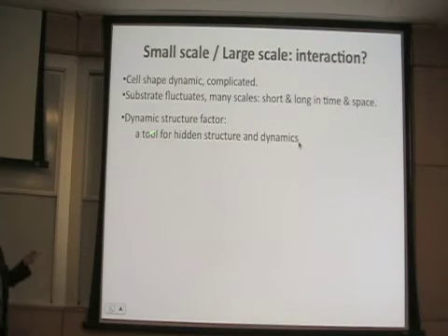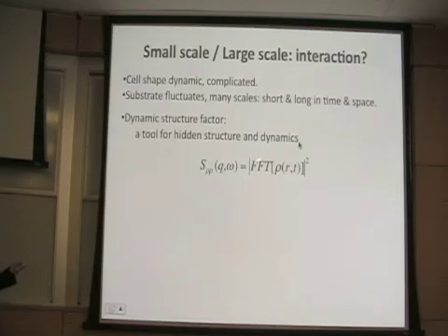So basically, I attacked it with the only tool I can think of when you have to find hidden structure in dynamics, which is basically a scattering method. I calculate the dynamic structure factor of cell motion and bead motion. And just briefly, for those of you who aren't familiar with this, it's basically the Fourier transform of the density in space and time. Modulus squared of that gives you what's called the dynamic structure factor.